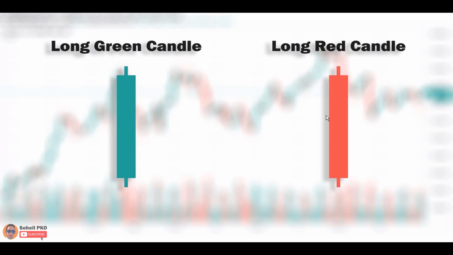And for long red candles, whatever we just said about long green candlesticks is true here, but in the opposite direction. Here, the candle shows strong selling pressure. The further the close is below the open, the stronger the pressure. It indicates that sellers were aggressive in that time period and forced the price down significantly.